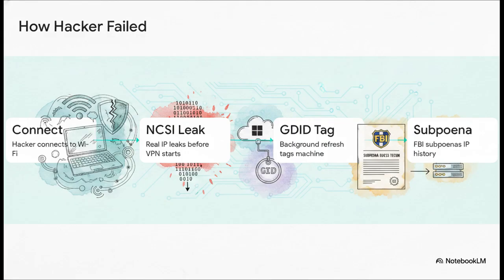Let's tie it all back to that hacker we talked about earlier. The suspect connected to a Wi-Fi network. Instantly, NCSI leaked their real IP before the VPN could wake up. Simultaneously, a background refresh tagged the machine with their Microsoft account GDID. Because they used a Microsoft account, it created a perfect time-stamped IP history. So, the FBI just subpoenas Microsoft for the GDID history, and boom, they bypass the VPN entirely.